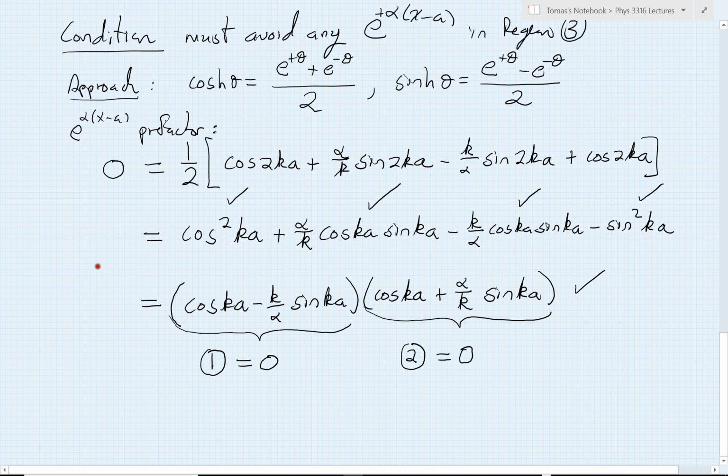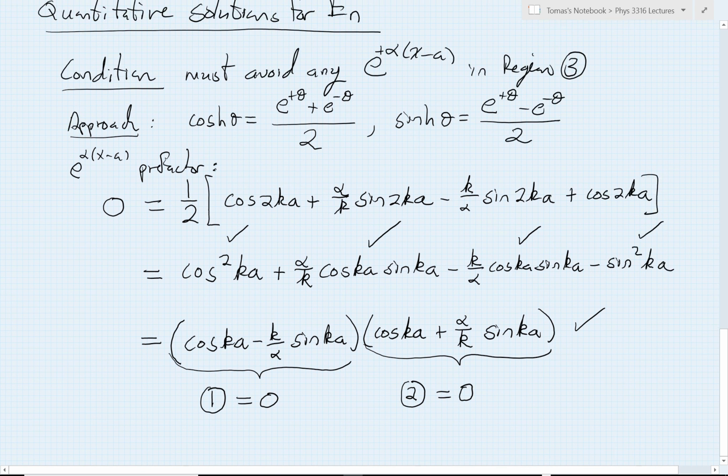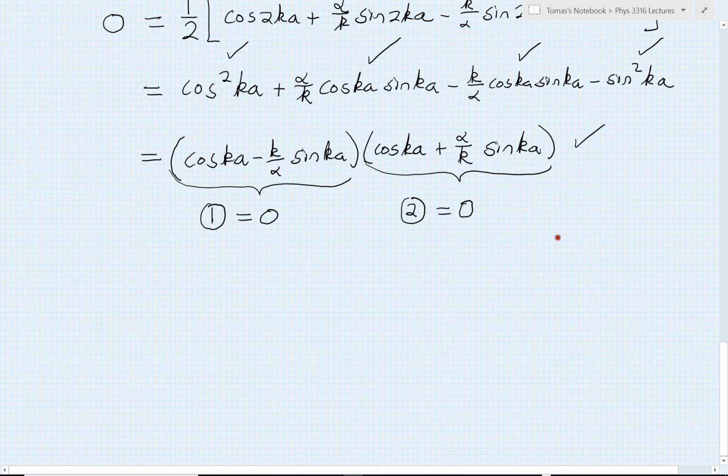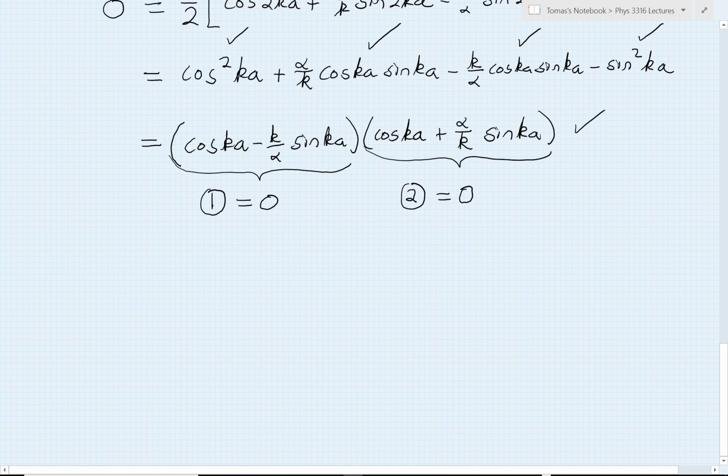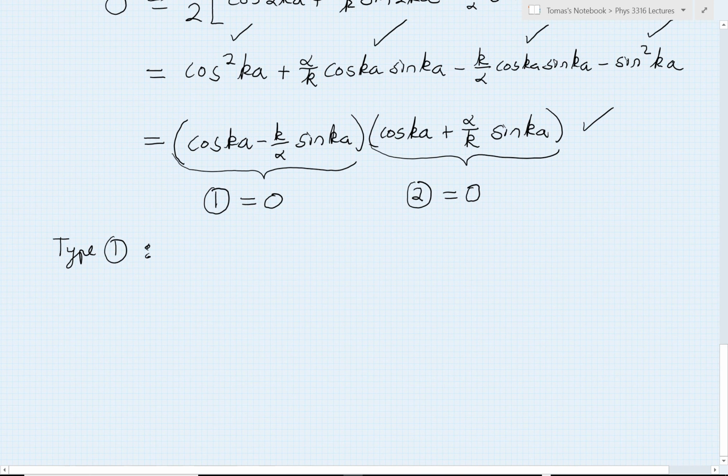But in the meanwhile, we can begin to write down a procedure we need to follow to actually find the allowed energies. So we can focus on these one at a time. Suppose we're looking for a class 1 type solution. Type 1 solutions would follow the following form. I can actually solve this now for k over alpha.